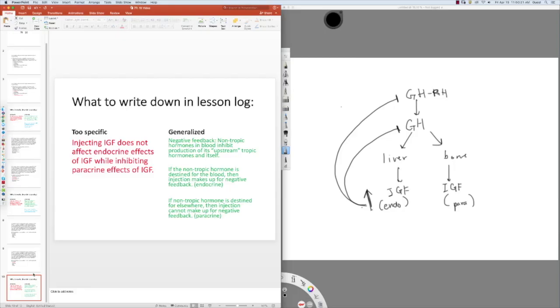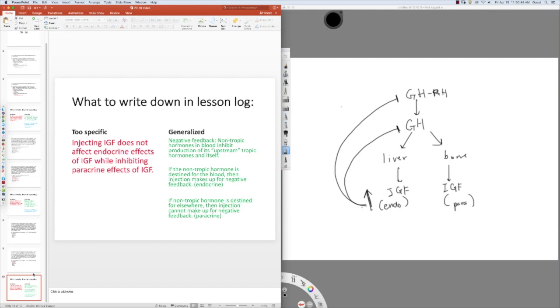The first has to do with negative feedback. Non-tropic hormones in the blood inhibit the production of their upstream tropic hormones and of themselves. For example, IGF is non-tropic, and it inhibits the upstream tropic hormones like GHRH and also GH, which is also upstream. And because of that, you technically get a decrease in IGF production, right?